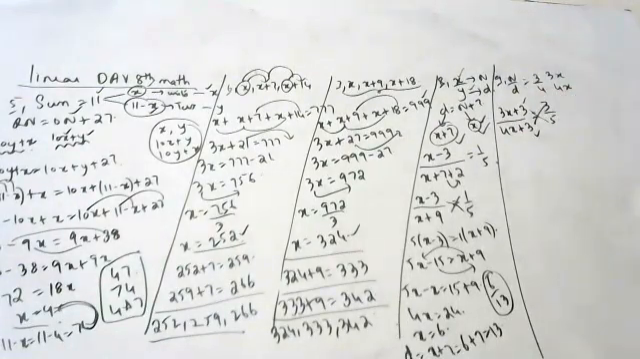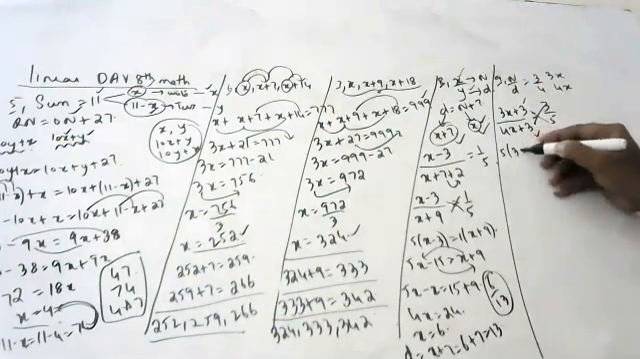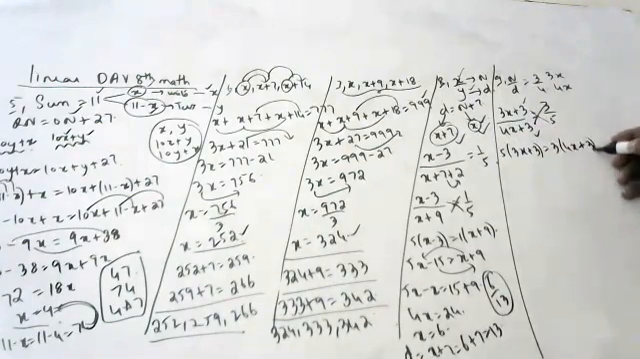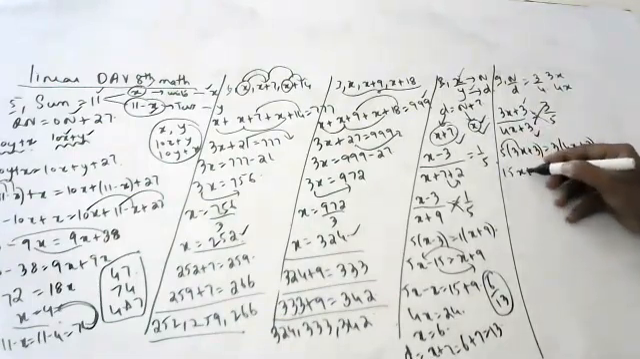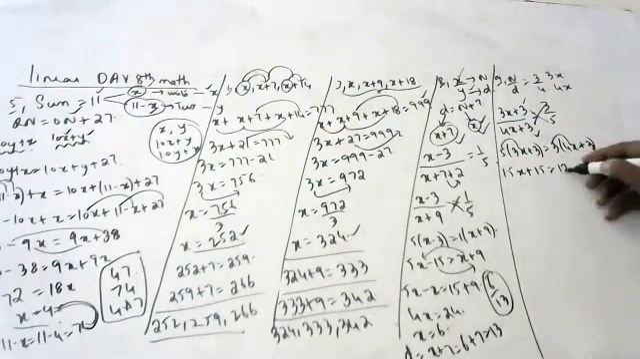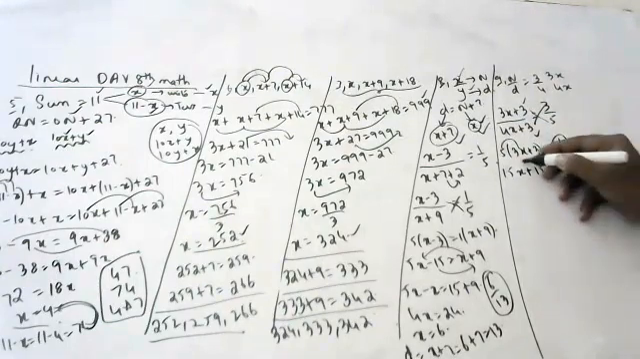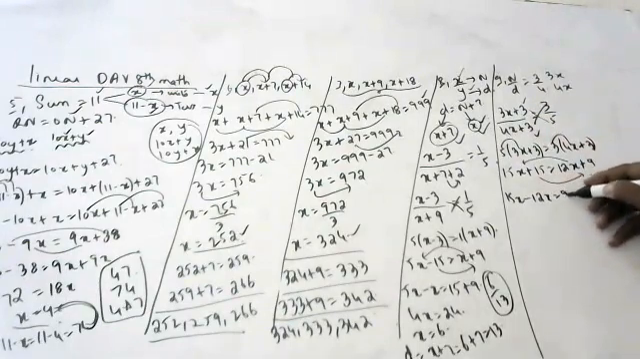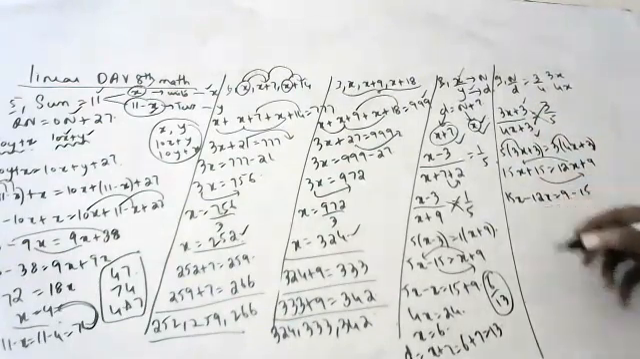Okay. The cross multiplication. Sujit, can you tell cross multiplication? 5 into 3x plus 3 is equal to 3 into 4x plus 3. 15x plus 15 is equal to 12x plus 9. 15x minus 12x is equal to 9 minus 15.